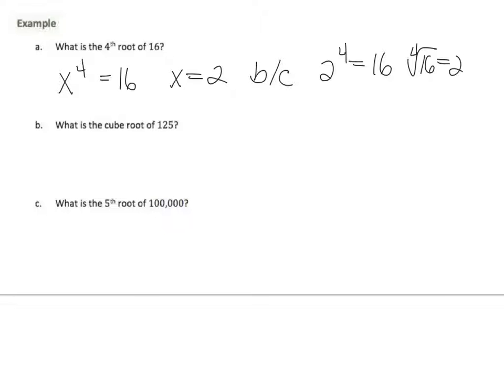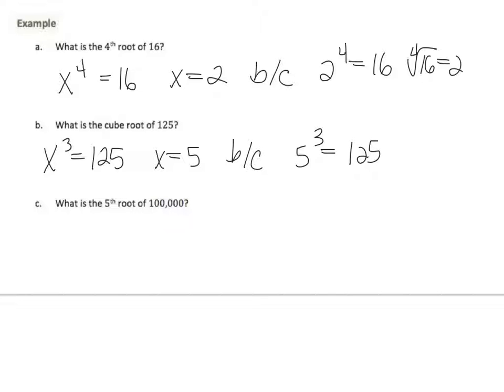It's all right. What is the cube root of 125? So x to the third equals 125 when x equals 5, because 5 raised to the third power equals 125. Therefore, the cubed root of 125 equals 5.